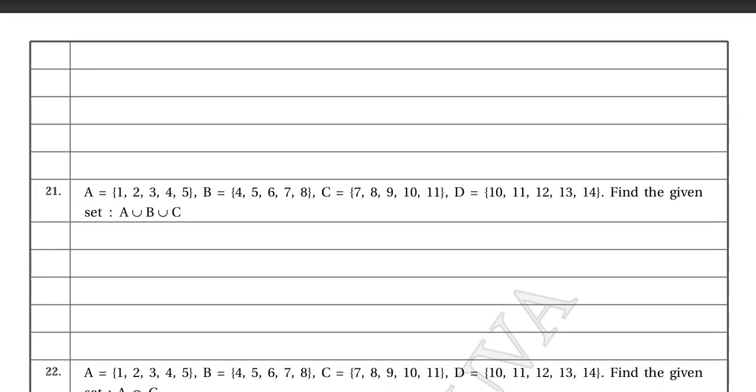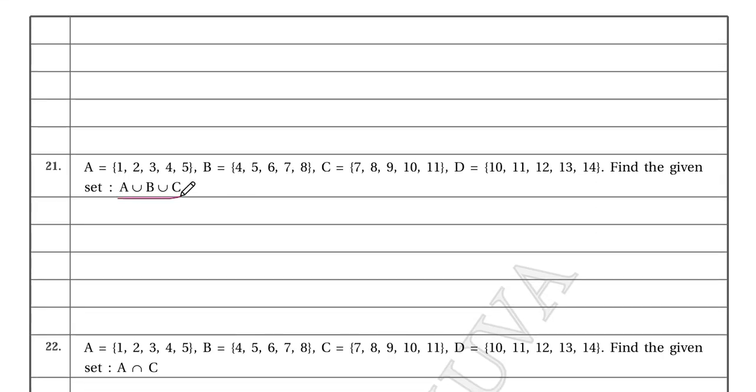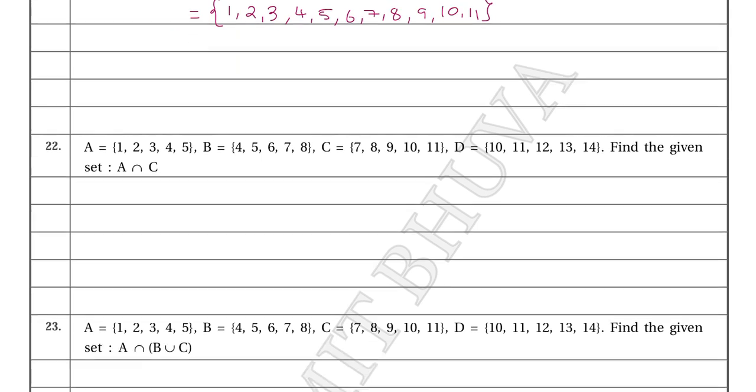Look at the next question. Now we have to find out A union B union C. So that means combine all the three sets A, B, and C. So which elements do we have to write down? A: 1, 2, 3, 4, 5, 6, 7, 8, 9, 10, and 11. Okay. So this is the answer of A union B union C.